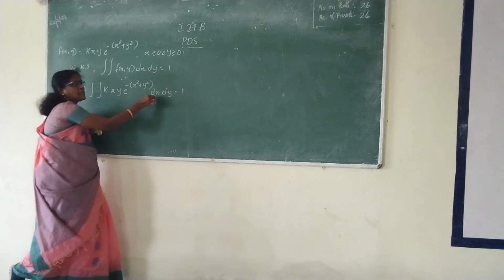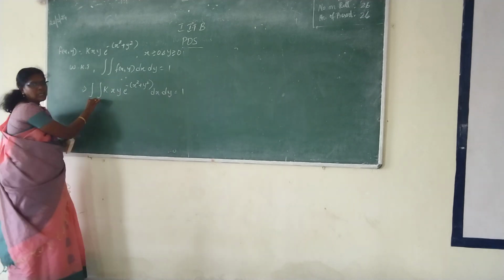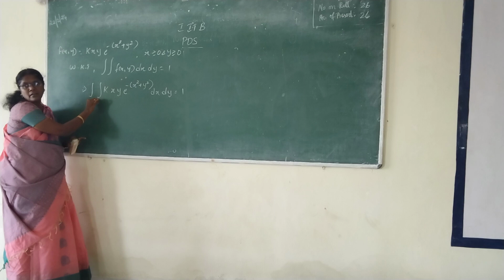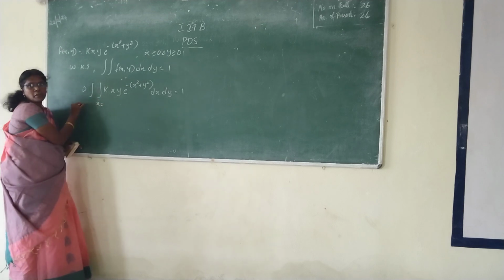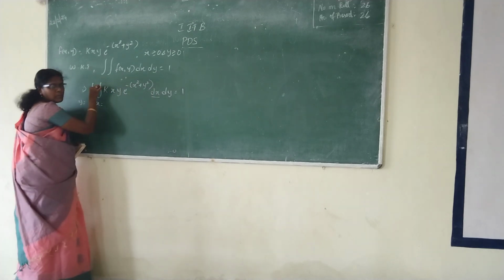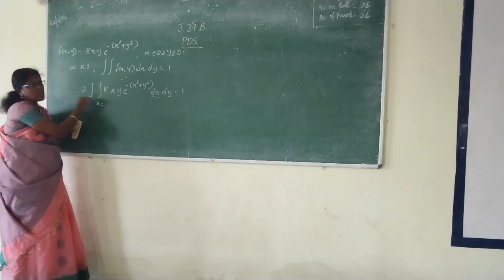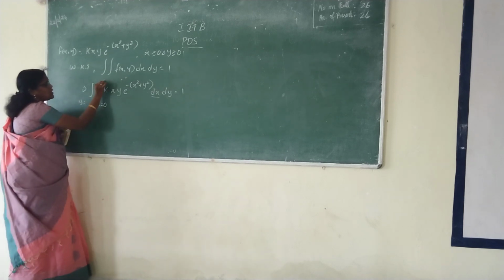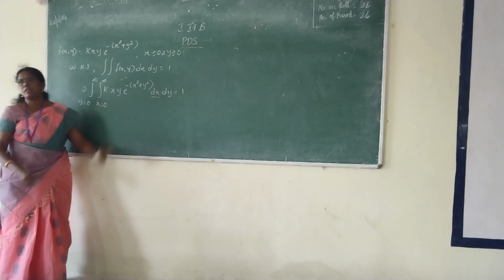So what is the order of integration here? dx dy. So this is the limit value for which variable? x. And the outer one should be for y. So the first integral will be the inner one, and the second one will be the outer one. What is the limit value for x? 0 to infinity. For y? 0 to infinity. Now we have to integrate this one.